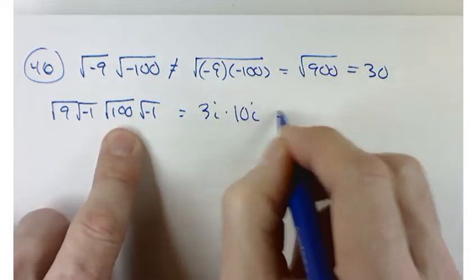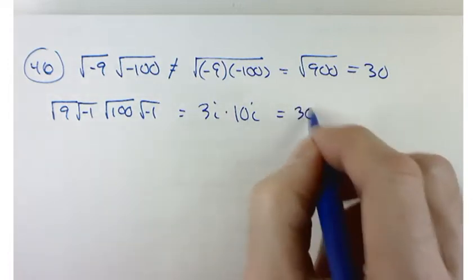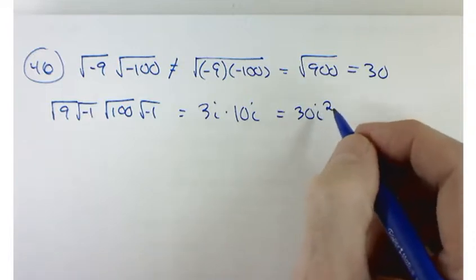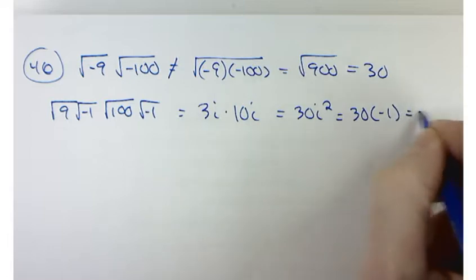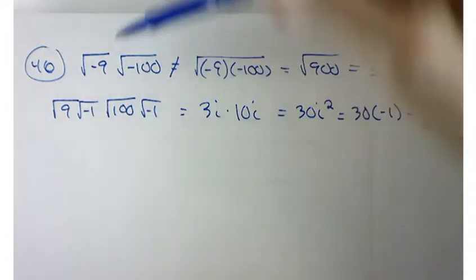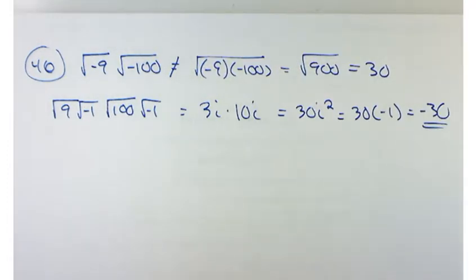Times 10i. So 3i times 10i would be 30i squared. Does anyone remember what i squared is? Negative 1. So the correct answer here should be negative 30. Like I said, when you're dealing with these negatives underneath the square root, split them off right away. Otherwise, there's going to be problems.